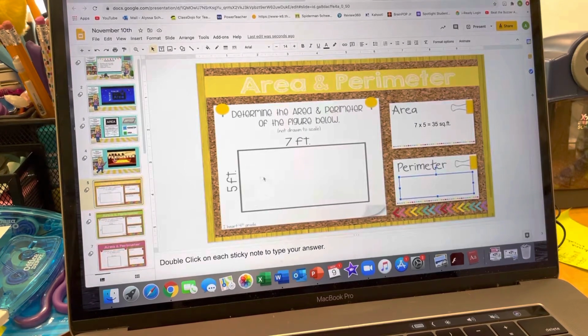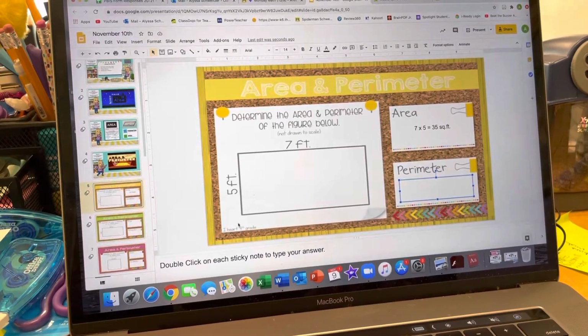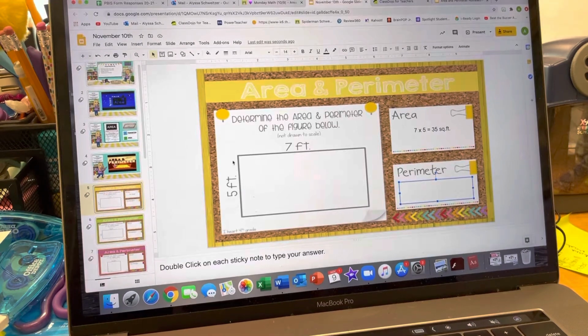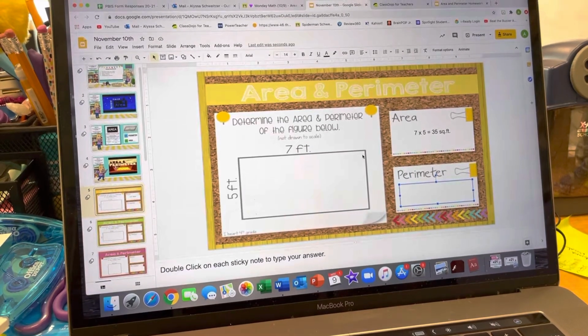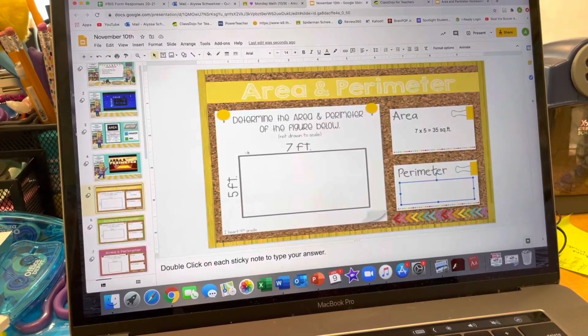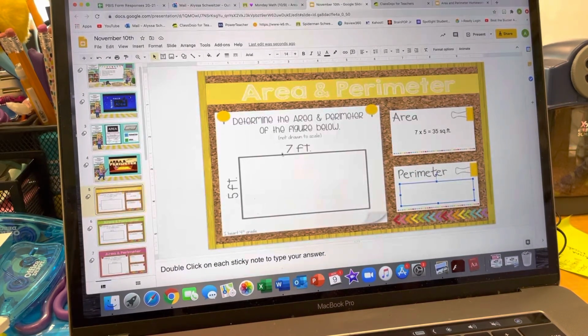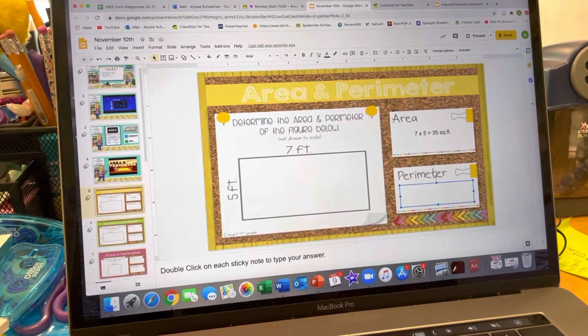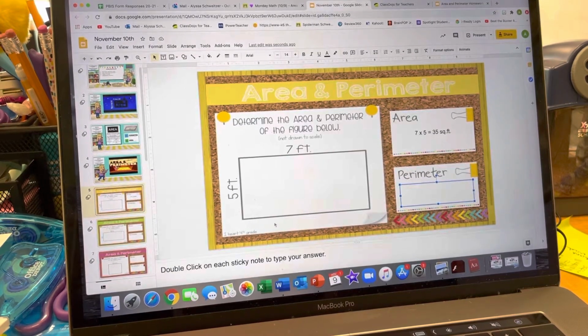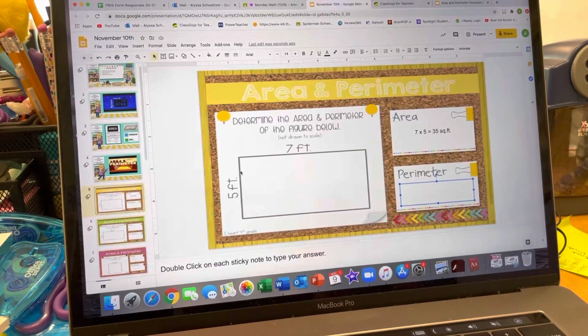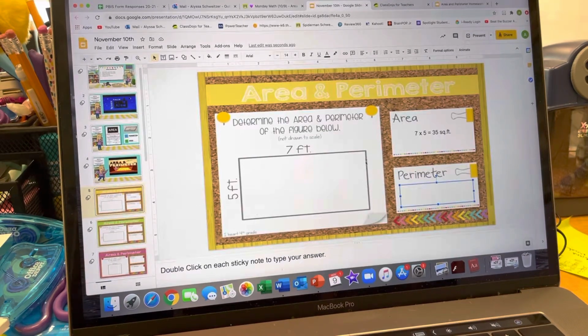In order to find the perimeter, we have to go all the way around the outside of this rectangle, not just from here to here, but all the way around. In second grade, you should have learned that on a rectangle, the opposite sides are the same length. So since this side is 7, this bottom side is also 7. And since this side is 5, this side across from it is also 5.